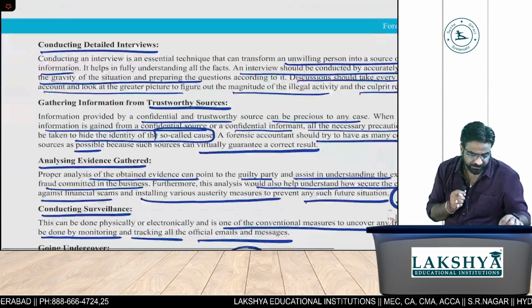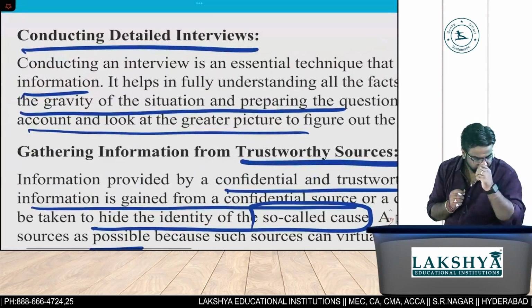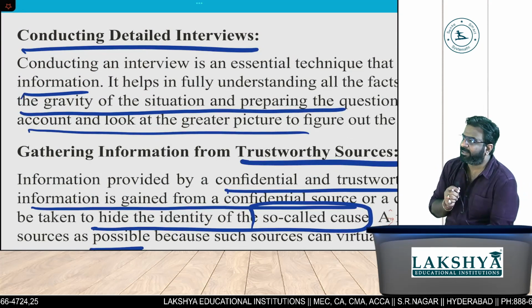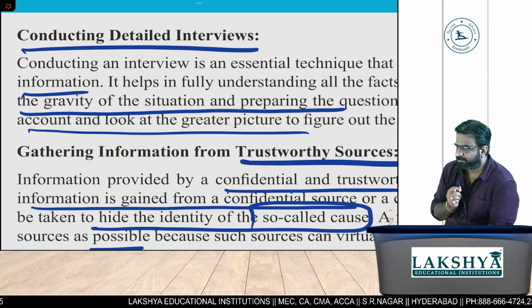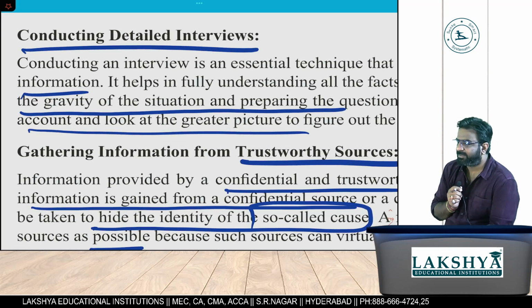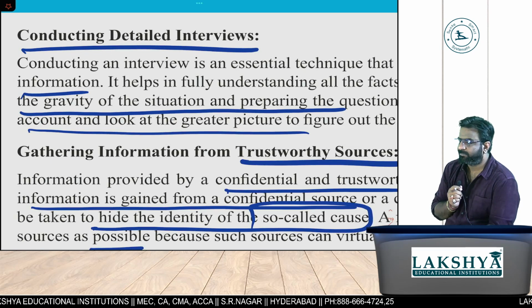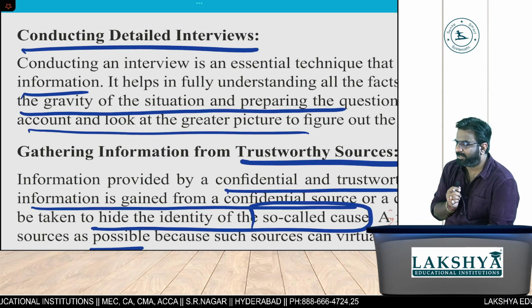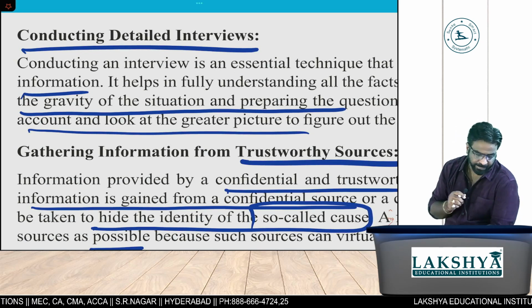Second technique, conducting detailed personal interview.